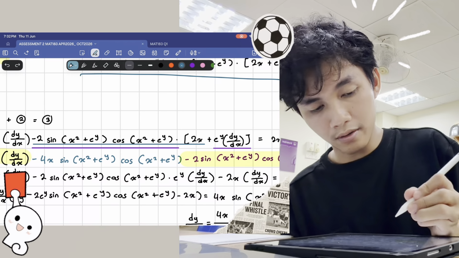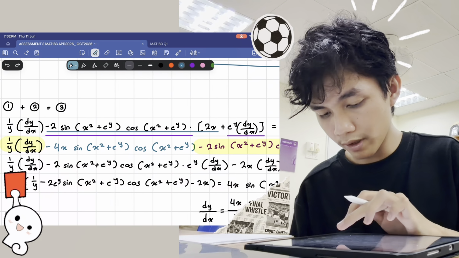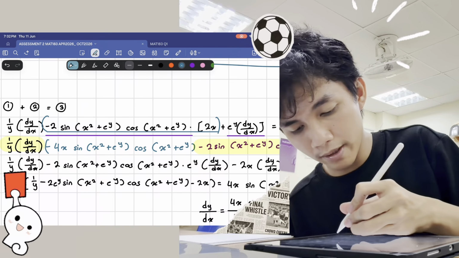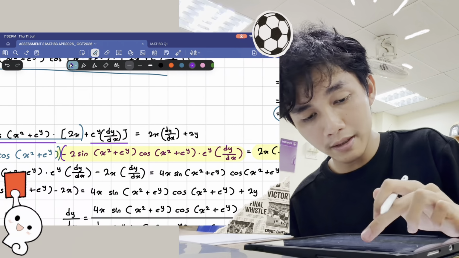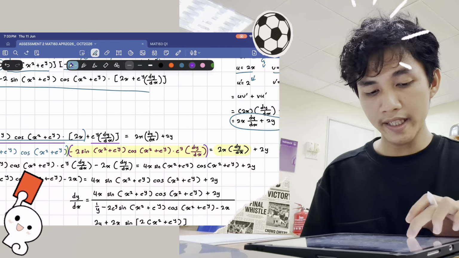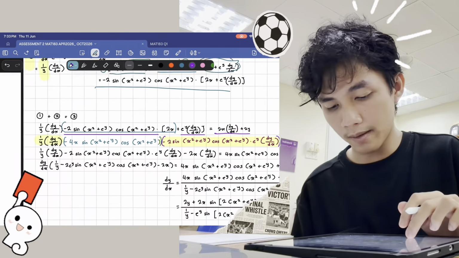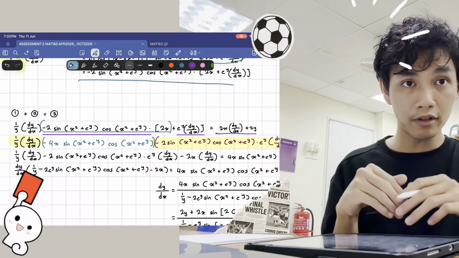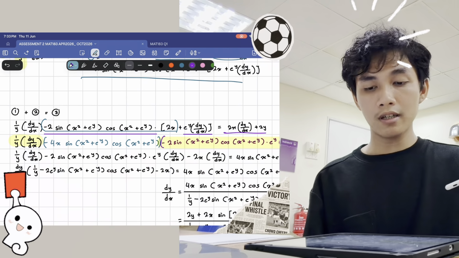So 1 over y, and then this will become the blue one, and then this is the purple one, just like that. So we call it expand. Yes, we expand it because this one is still the same. And then after we expand all of those functions, we need to find dy dx.